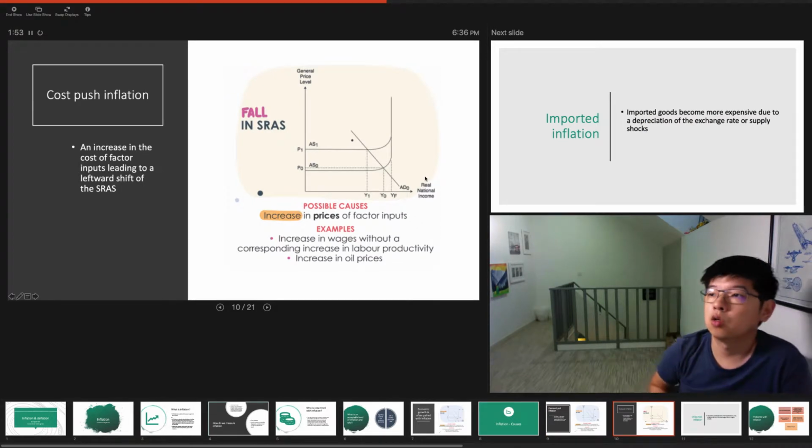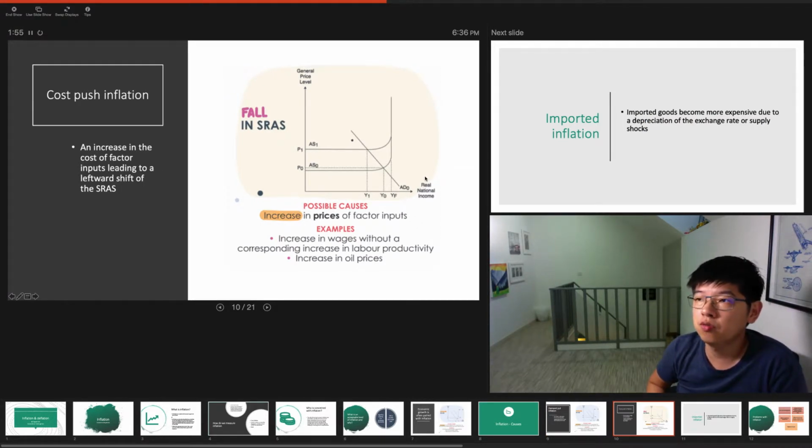Next, let's look at your cost push inflation. Your cost push inflation happens because of an increase in prices of factor inputs. So as factor inputs become more expensive, firms will have to pay more to buy these factor inputs, so they actually raise the prices of their final output. So when the cost of production goes up, firms will have an increase in cost of production, and this means that they will charge more for their final output.